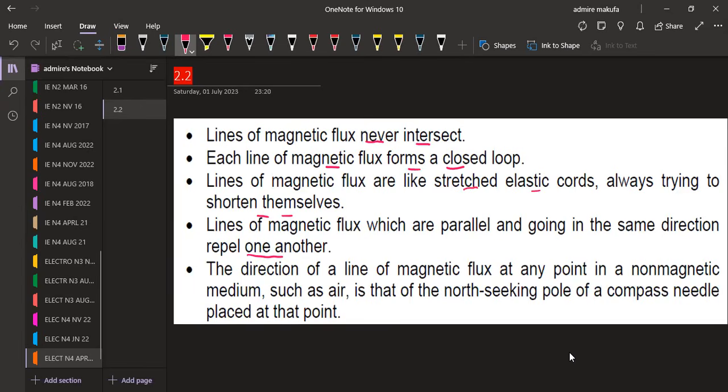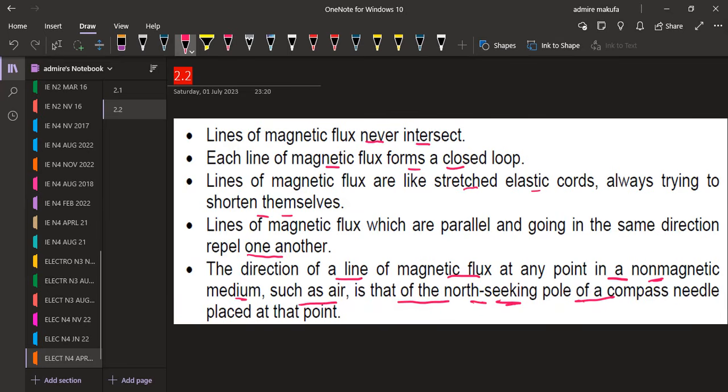Then the direction of a line of magnetic flux at any point in a non-magnetic medium such as air is that of the north-seeking pole of a compass needle placed at that point. So you're saying whenever you're given the direction of a line of magnetic flux in a non-magnetic medium, with examples such as paper and air, it is always going to be north-seeking, just like a compass needle placed at that point.